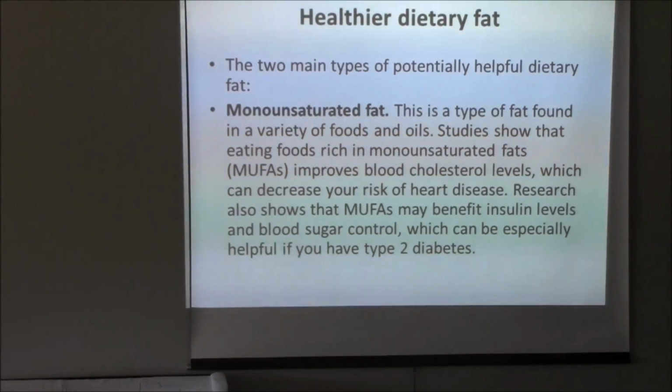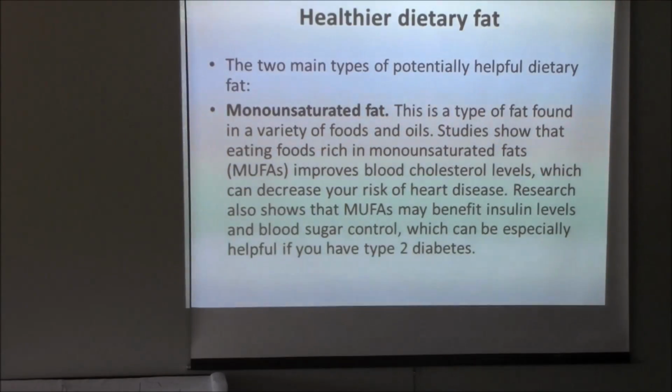When you look at the label and you're doing label reading, which I don't know if many of you do, it'll say total grams of fat, and it'll break it down to saturated fats, and then it'll say monounsaturated and polyunsaturated. So if you've got a total fat of 22, but most of them are poly and monounsaturated, that's better than having a high saturated fat. If you look at hot dogs or bratwurst, you're going to see a really high saturated fat.